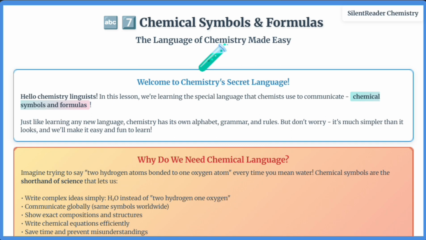Chemical symbols are the shorthand of science that let us write complex ideas simply, communicate globally, show exact compositions, and save time. It's like emojis for molecules. Remember, chemical symbols are the alphabet, chemical formulas are the words, and chemical equations are the sentences of chemistry.